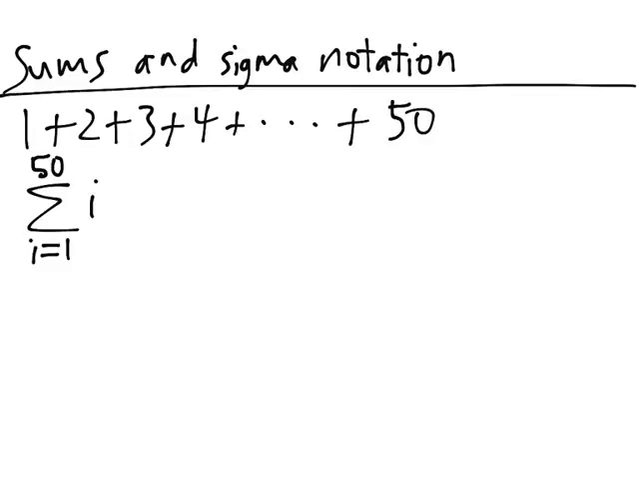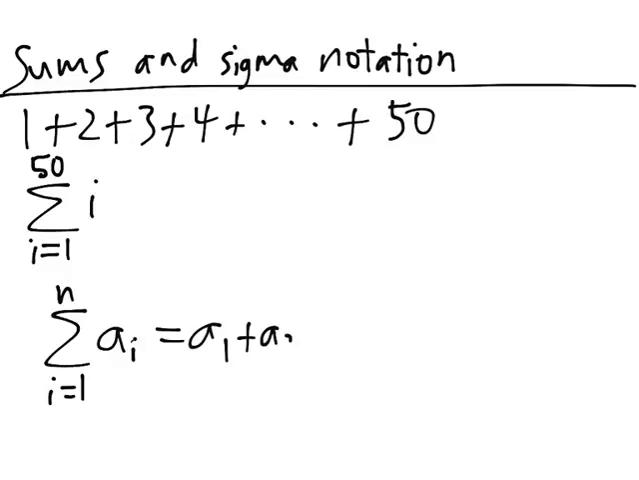In general, if we have any sequence, say a denoted by a sub i, indexed from 1 through n, we can write their sum as the sum i equals 1 to n of a sub i, not a sub n. And this is equal to a1 plus a2 plus all the way up to a sub n.